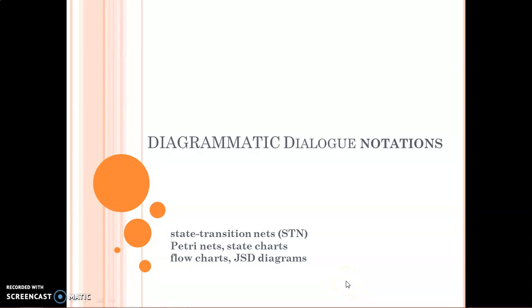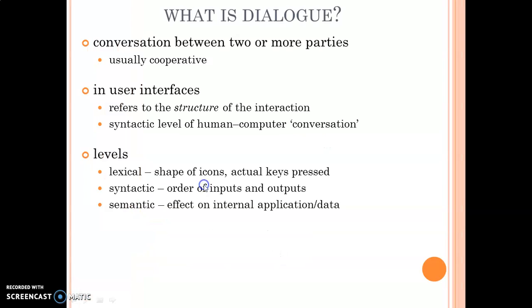Hello. The next point which we are supposed to know is diagrammatic dialogue notations. It is going to cover majorly state transition networks, that is STN, Petri nets, state charts, flow charts and JSD diagrams. Before starting with the actual diagrammatic notations, we will see what a dialogue is.